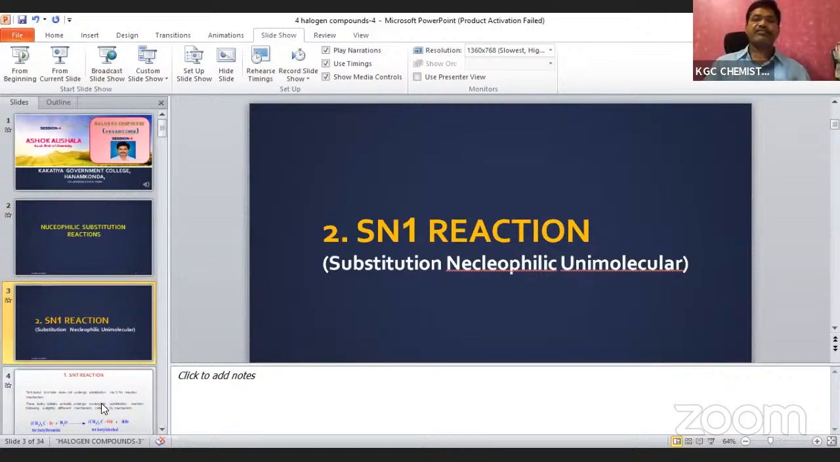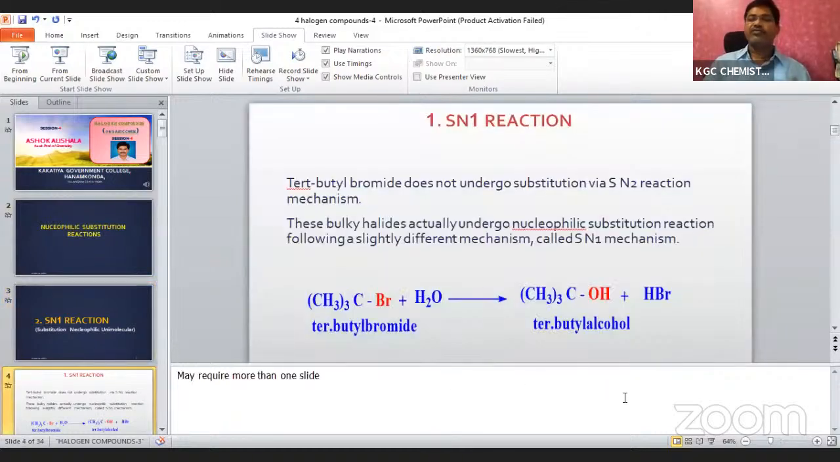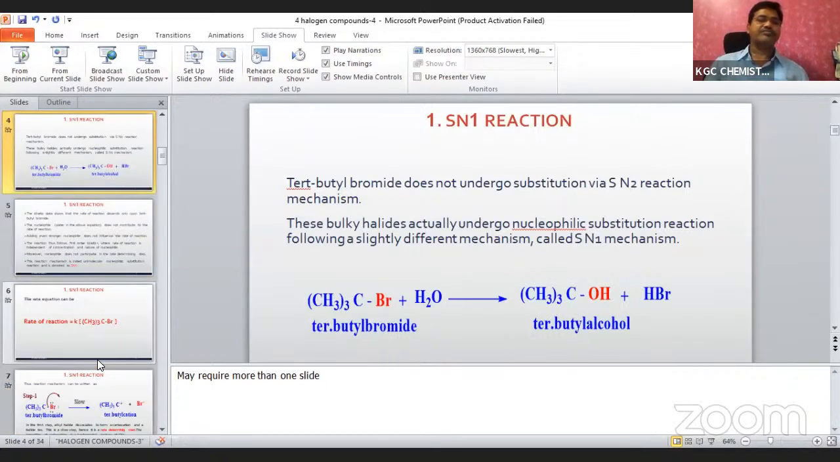Let us take the SN1 reaction. I told you already. What is SN1? Nucleophilic unimolecular substitution reaction. Mainly tertiary butyl bromides, which do not undergo the SN2 reaction, undergo only the SN1 reaction. Like this, the normal reaction is tertiary butyl bromide. Tertiary butyl bromide, when treated with water, gives tertiary butyl alcohol.